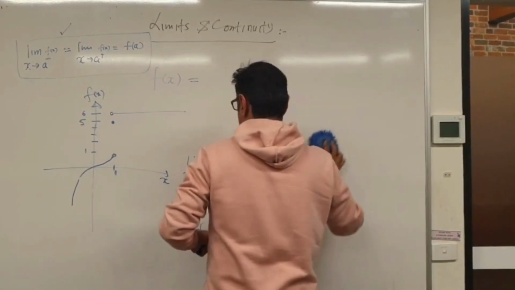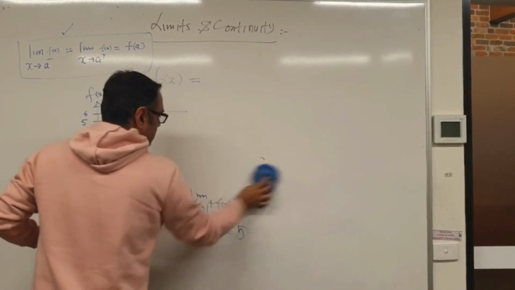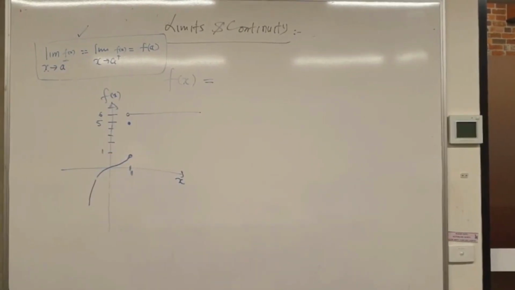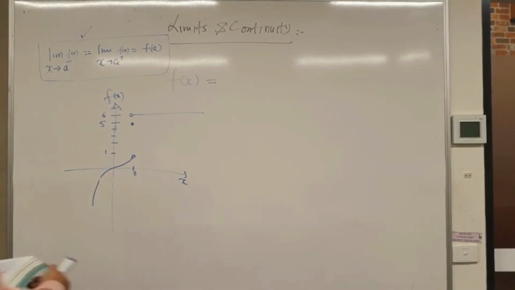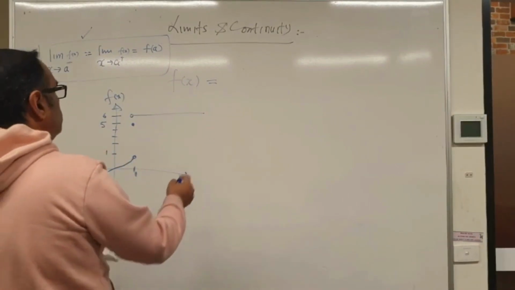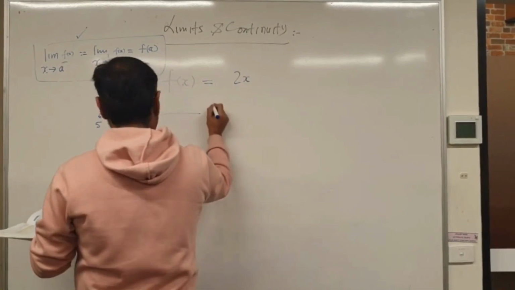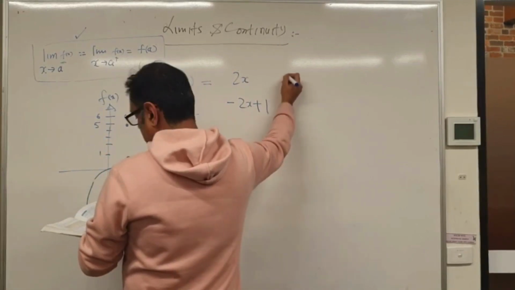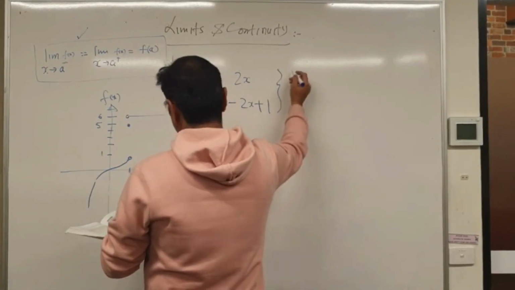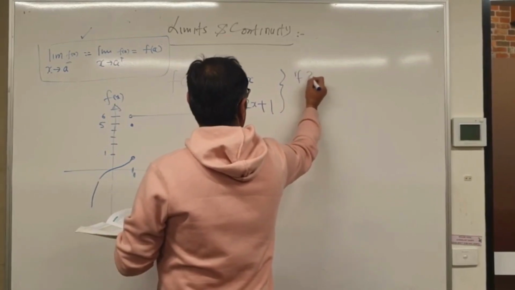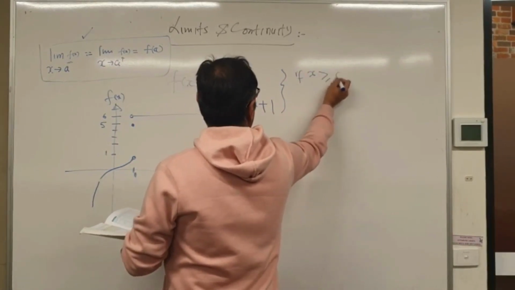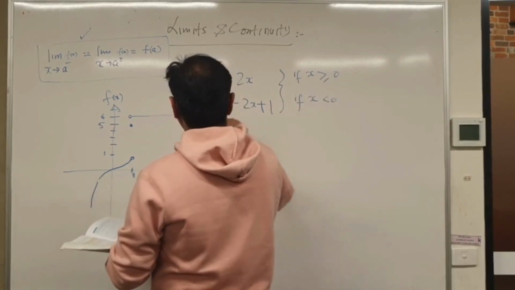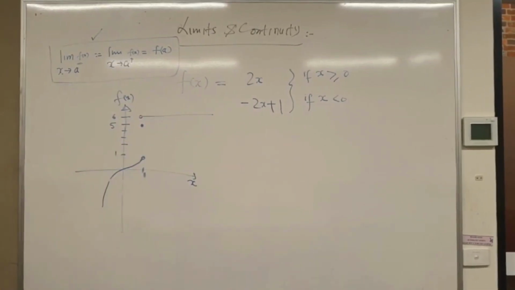Pick your notebooks out, please, and tell me whether the function that I'm now writing is continuous or not. My f of x equals 2x if x is greater than or equal to 0, and negative 2x plus 1 if x is less than 0. Can you tell me, is this function continuous at x equals 0?